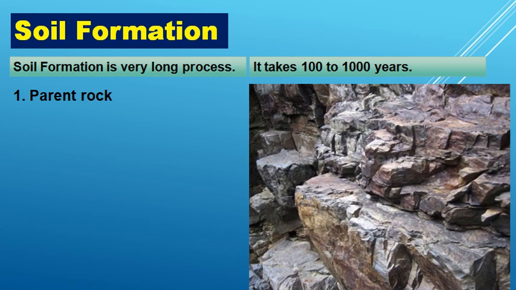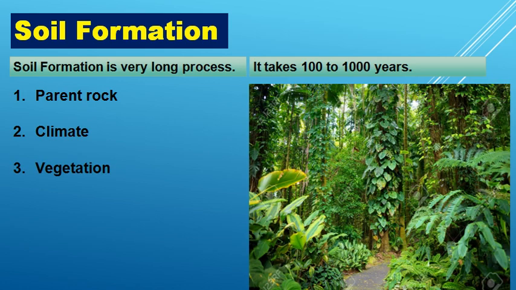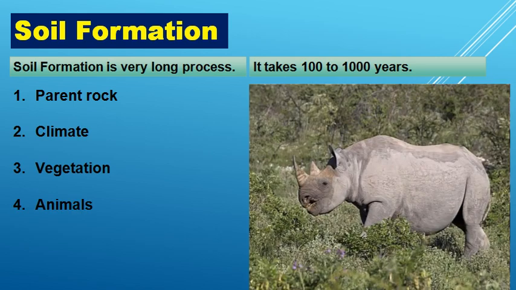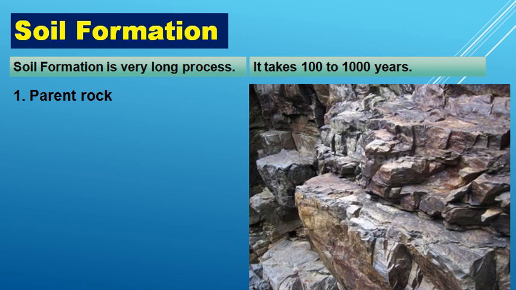parent rock. Parent rock is the original rock from which the soil is formed. The next factor is climate. Climate mainly deals with variations in temperature and different types of precipitation. Third one is vegetation. Vegetation refers to all the plant species. Fourth is the animals, different types of animals. Then it is micro living organisms. Now coming to the first one, and that is parent rock.